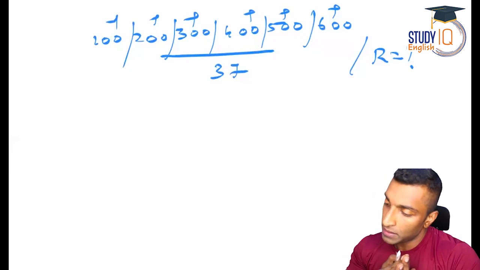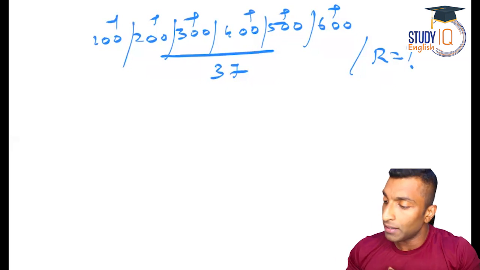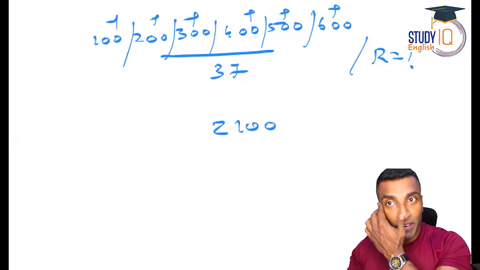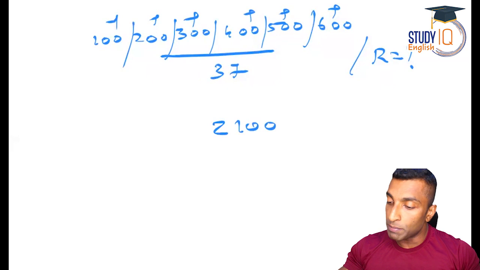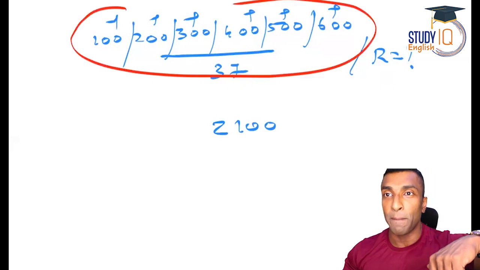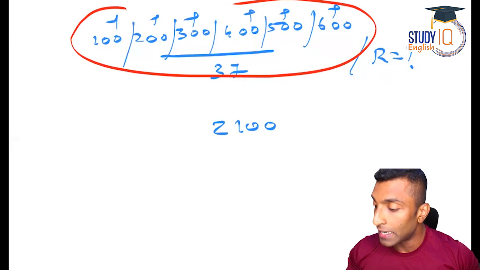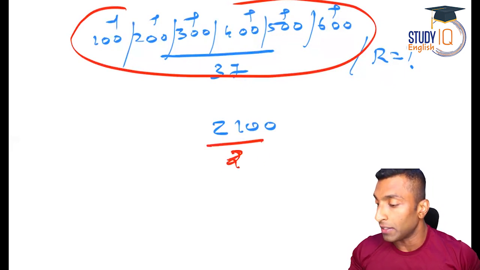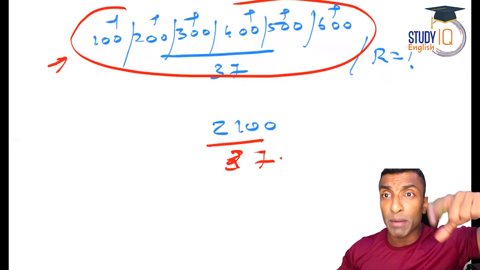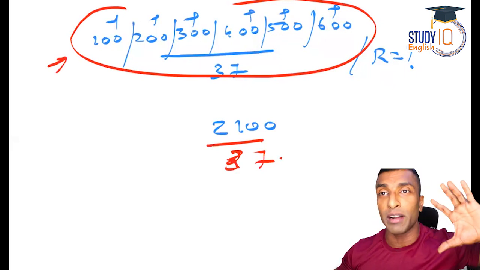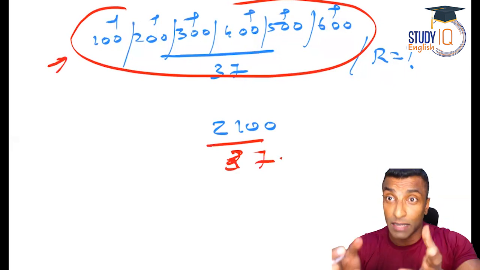So 6 plus 600, right? So you'll be getting 2100. So my point here is this bigger number divided by 37, the remainder that you're going to get will be the same as that of 2100 divided by 37. So you want to divide this bigger number by 37 and get the remainder, or 2100 by 37 and get the remainder. Which one is easy? That's up to you.